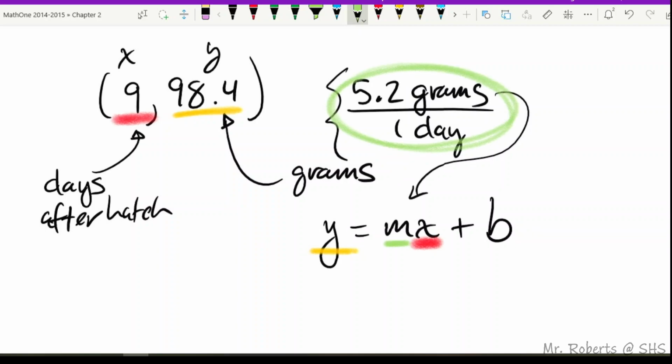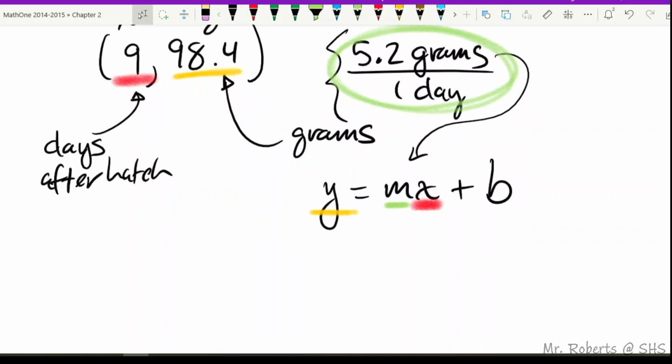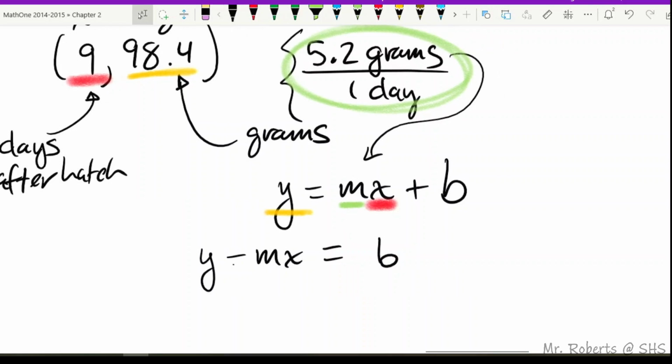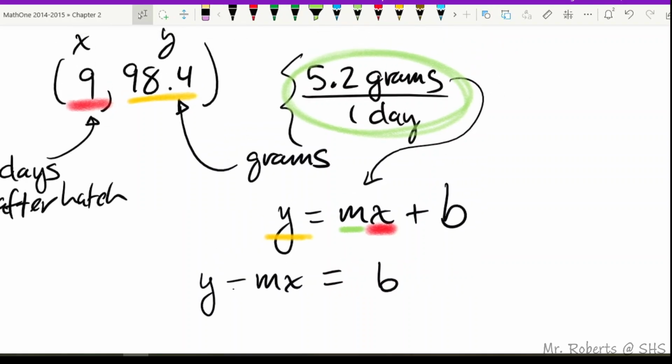I'm trying to solve this for b. I want b alone. It's not alone, but I can subtract mx from both sides. On the left, it would be y minus m times x, and on the right, it would be just plain old b. So b, my y-intercept, is the difference between my y value and the product of my slope and my x value.